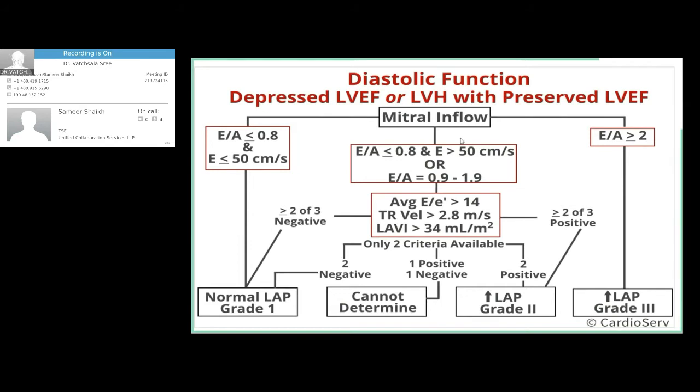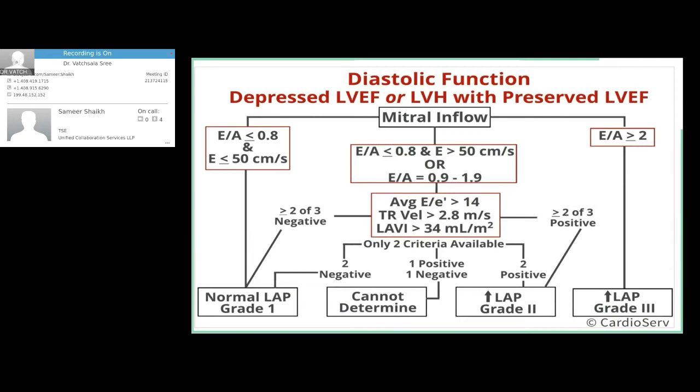Okay. In the presence of reduced left ventricular ejection fraction, the number you want to know first is the E/A ratio. If the E/A ratio is less than 0.8, then it is grade 1. If the E/A ratio is more than 2, it is grade 3 with increased left atrial pressure. Now the confusion comes: what do you do between 0.8 and 2? Then again you go into the parameters that we took into consideration in the previous algorithm.